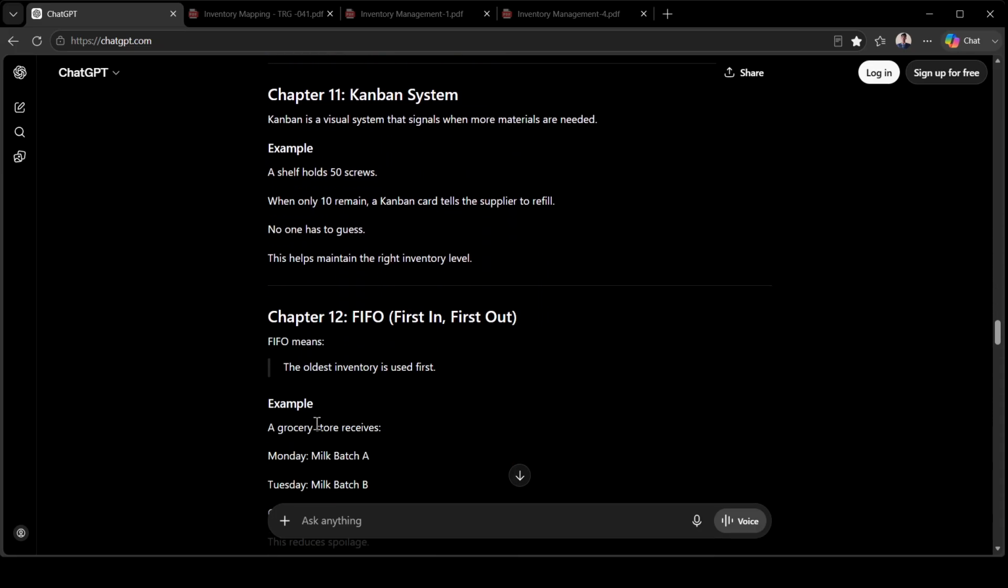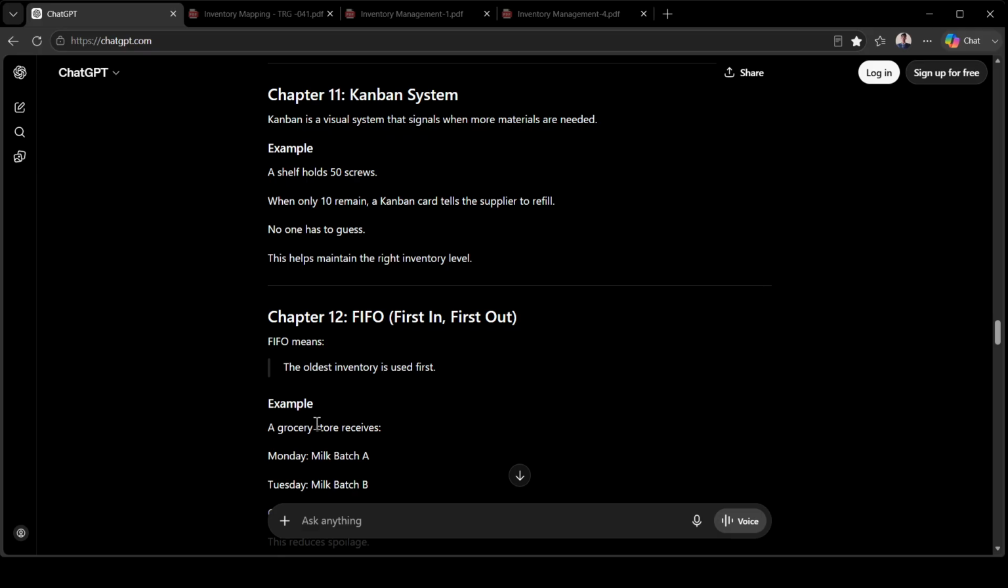Chapter 11, Kanban system. Kanban is a visual system that signals when more materials are needed. Example, a shelf holds 50 screws, and when only 10 remain, a Kanban card tells the supplier to refill. No one has to guess, and this helps maintain the right inventory levels.